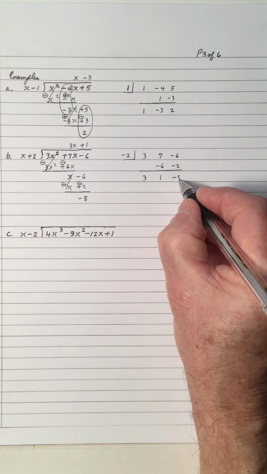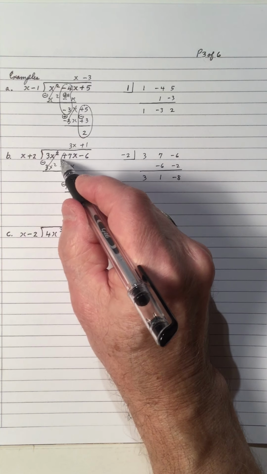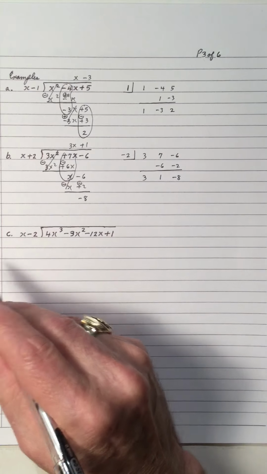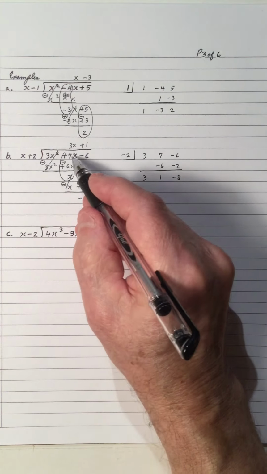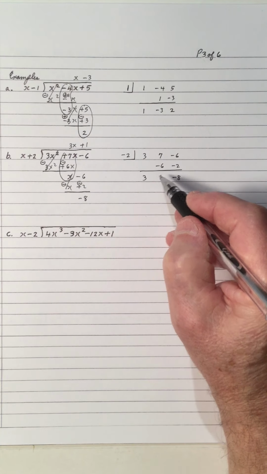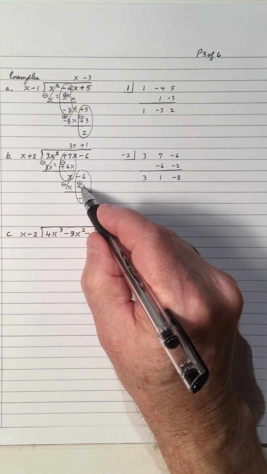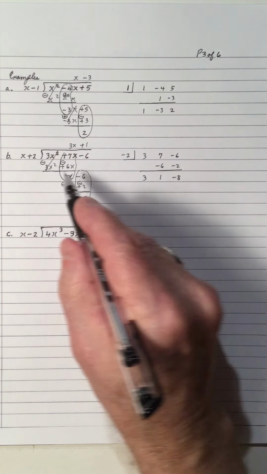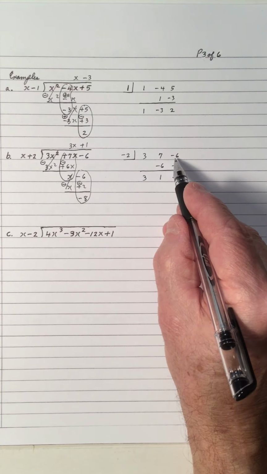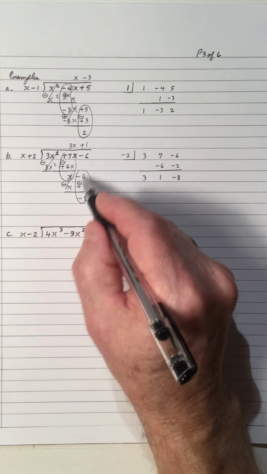Add negative 8. And again, just notice we have these three right here: 7, negative 6, 1. And notice these three right here are negative 6, negative 2, negative 8. So this is the long division. But if you did synthetic division and did the opposite here, you can do this very quickly, way faster than this.